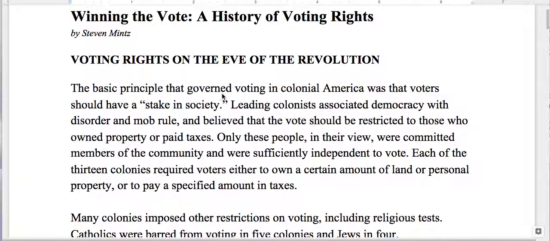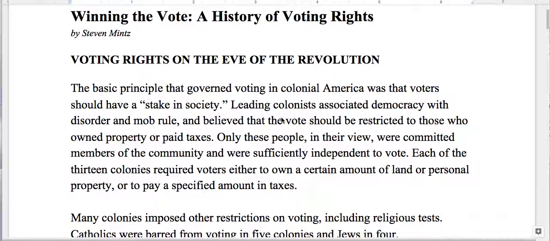The basic principle that governed voting in colonial America was that voters should have a stake in society. Leading colonists associated democracy with disorder and mob rule, and believed that the vote should be restricted to those who owned property and paid taxes. Only these people, in their view, were committed members of the community and were sufficiently independent to vote. Each of the 13 colonies required voters either to own a certain amount of land or personal property or to pay a specific amount in taxes.